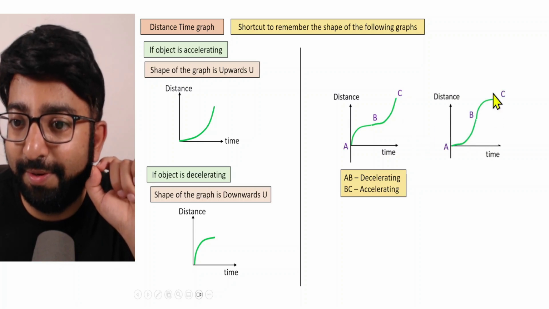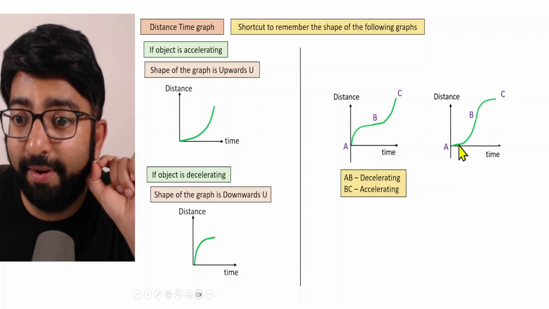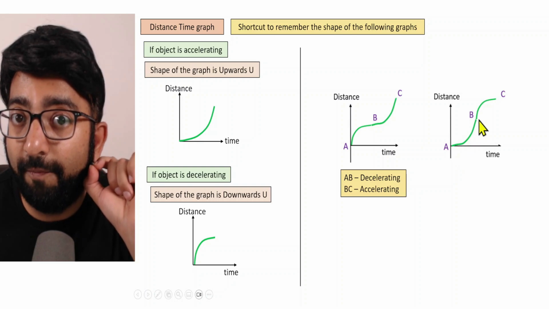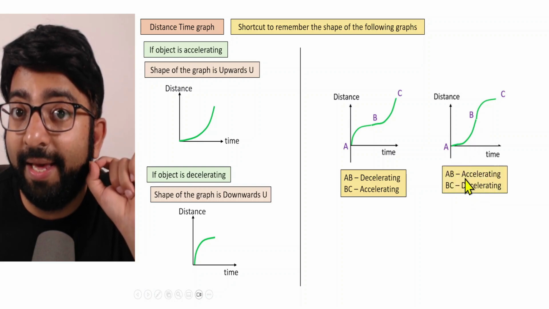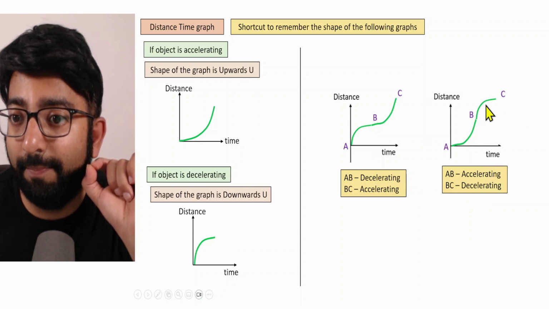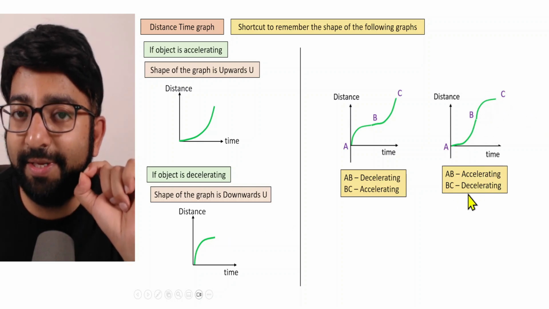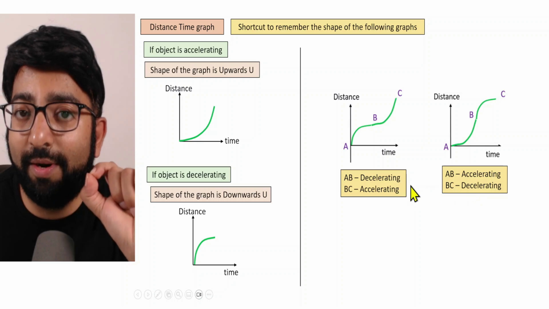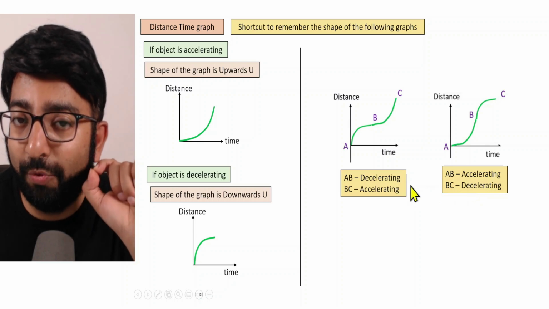Similarly, let's consider another situation where the graph looks like this. Here, AB is a part of a upward facing parabola. So AB will be accelerating. And BC is a part of a downward facing parabola. So BC is decelerating. And this is the shortcut which you need to know to solve exam questions.